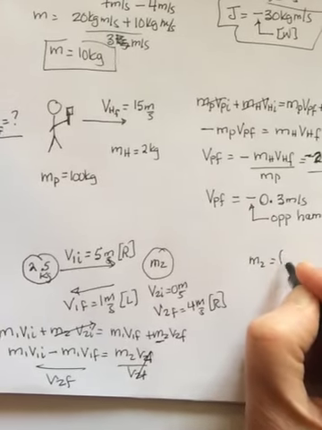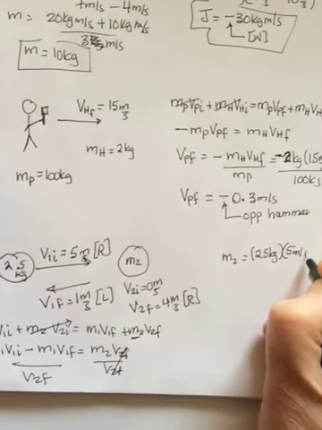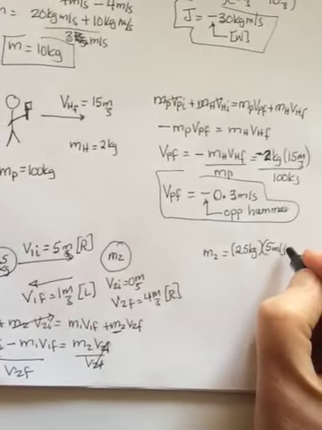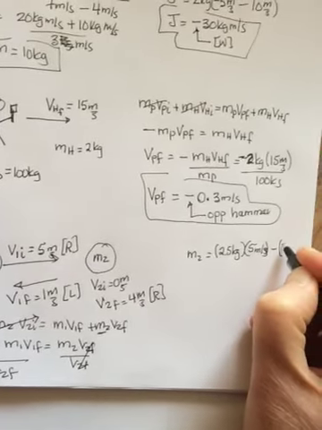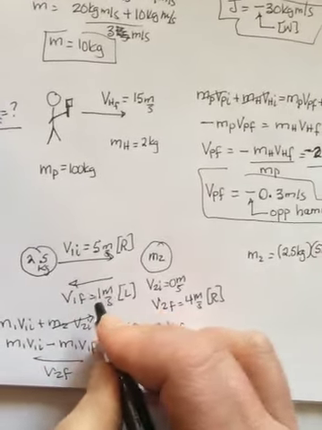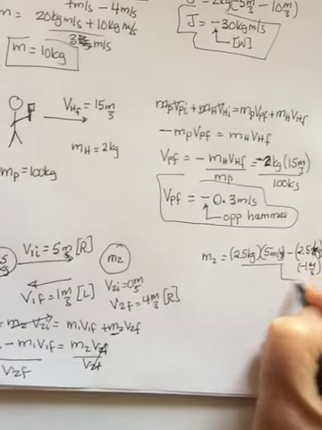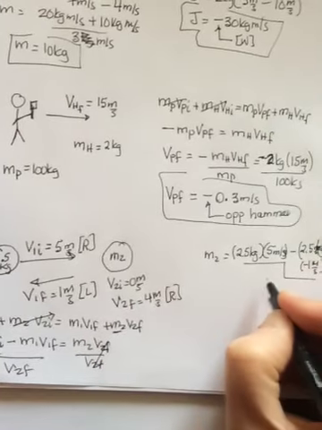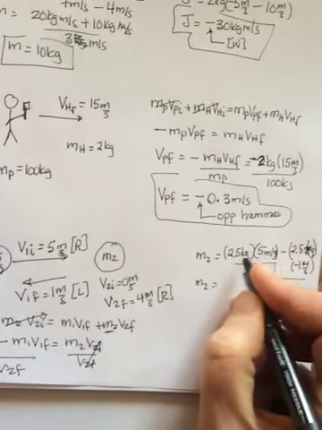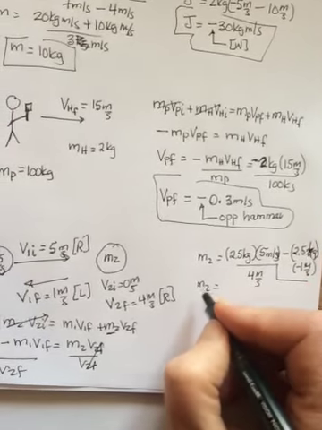So m2 is equal to m1, 2.5 kilograms, times v1 initial, 5 meters per second, and then minus m1, 2.5 kilograms, times, and rebounding, so it's 1 meter per second, but it needs to go in as a negative. And then you're going to divide that by v2 final, which is 4 meters per second to the right, so it goes in as a positive. So 12.5 minus 2.5, so 10 over 4.